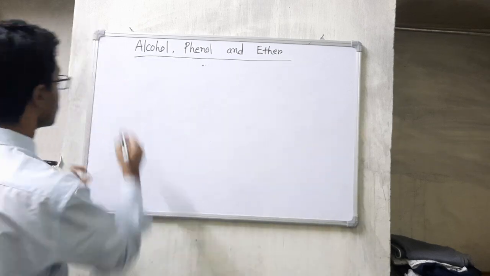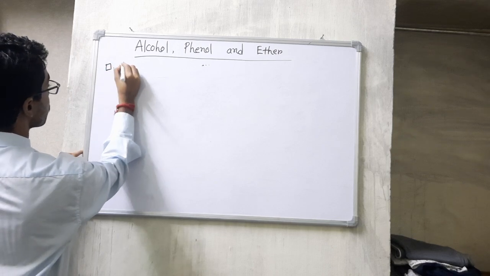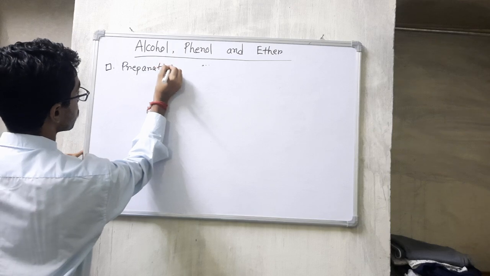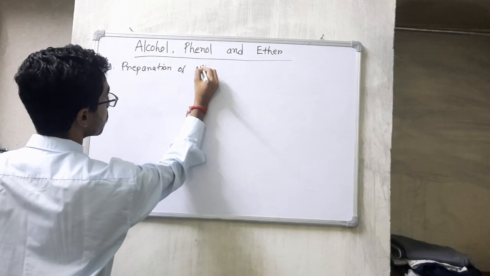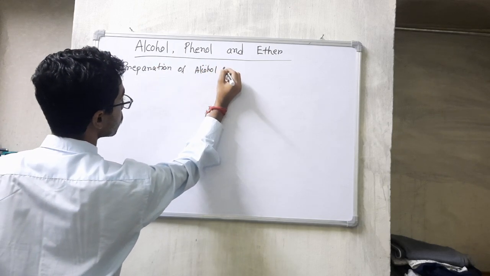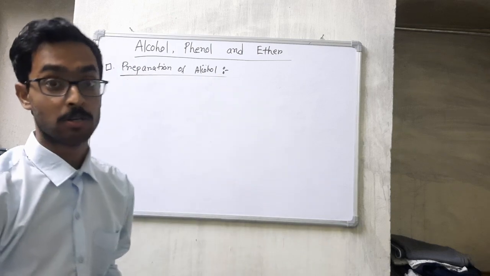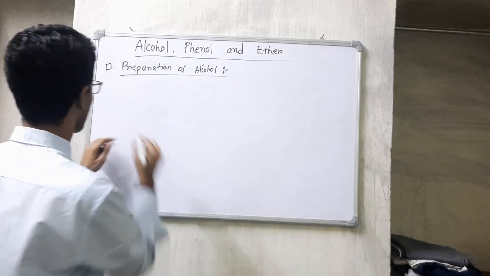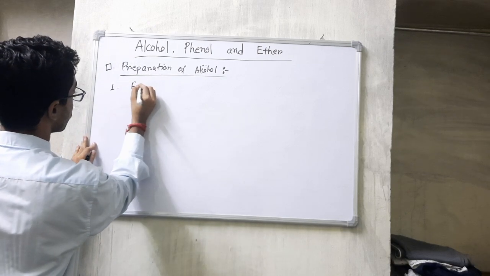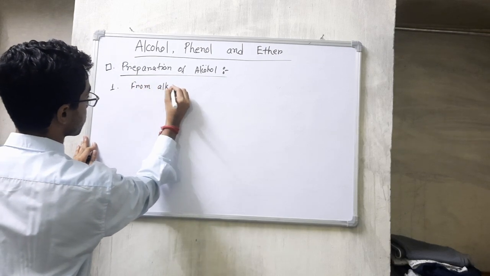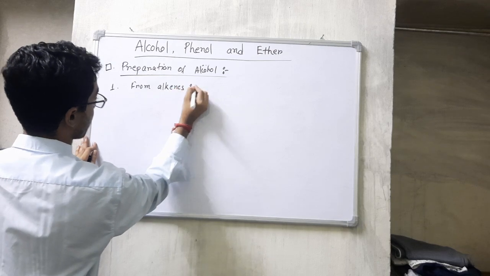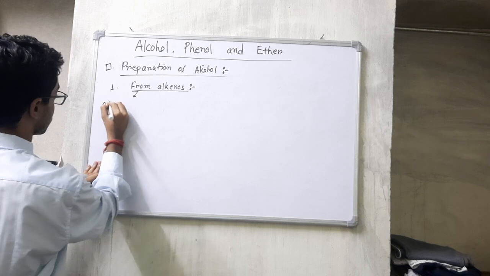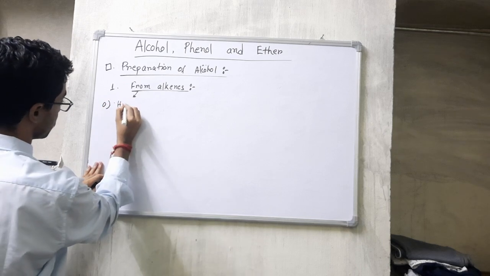First, alcohol. Preparation of alcohol. We prepare alcohol from many molecules. Number one, from alkenes. There are three processes. The first one is hydration. Sorry, hydration, not dehydration.